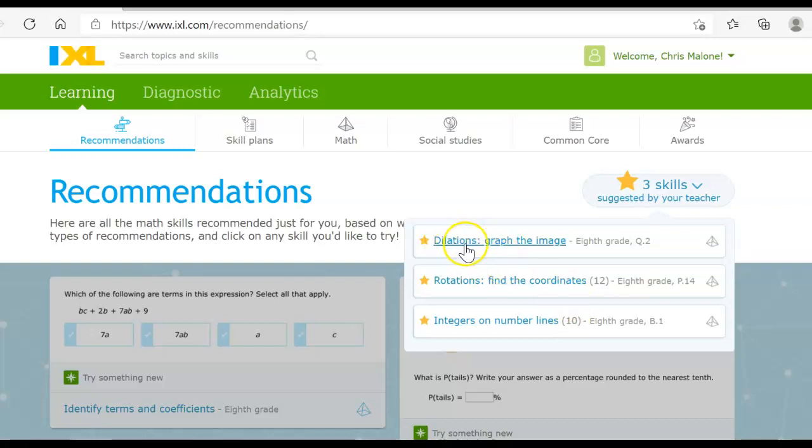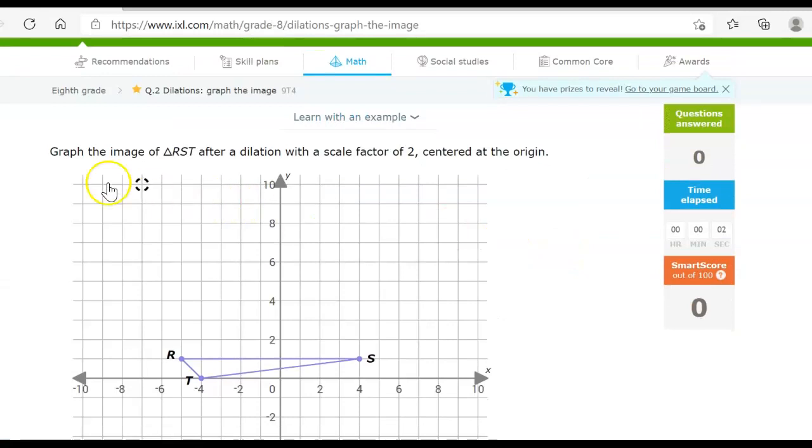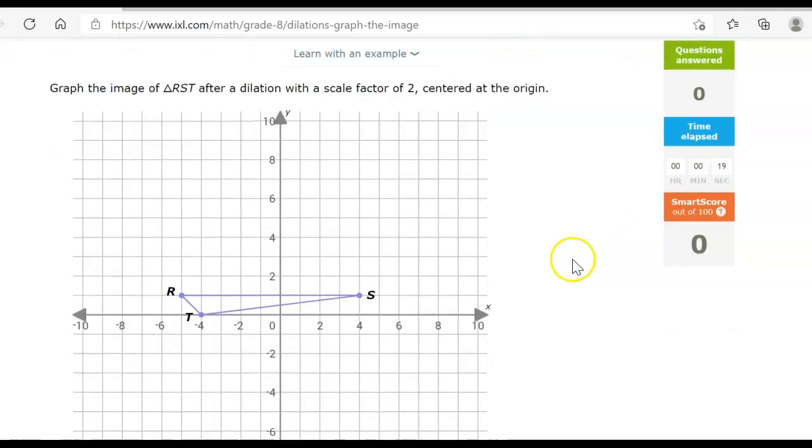Next, so today's assignment is Dilations, graph the image. So get in here, click on there. You have directions that tell you to look for a scale factor of 2 centered around the origin. Remember, your goal is to get a SmartScore of 80. The time does not make any difference to me. I am not watching your time at all that you're spending on there. I will say, if you're spending over 30 minutes and you're not getting them correct, please reach out. There are learning examples in here, so if you get stuck and you need additional help, learning example here.